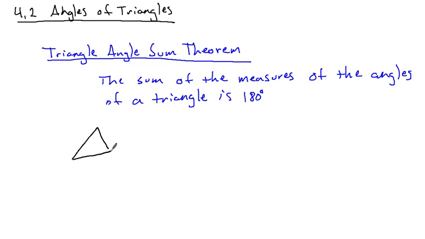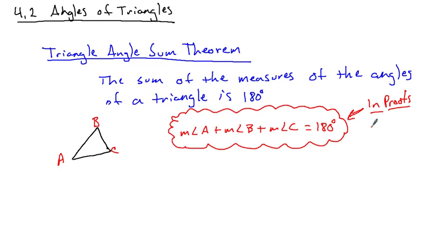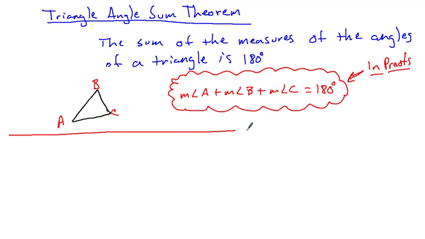So here's our triangle, and we're going to label it triangle A, B, C. And what the triangle sum theorem says is that the measure of angle A plus the measure of angle B plus the measure of angle C equals 180 degrees. So this little fact right here is something we're going to use in proofs, right? So the triangle sum theorem, this is what we would write. This is going to go in our proof. Anytime you're doing a proof and you say, hey, those add up to 180 degrees, well, this is how you say it.